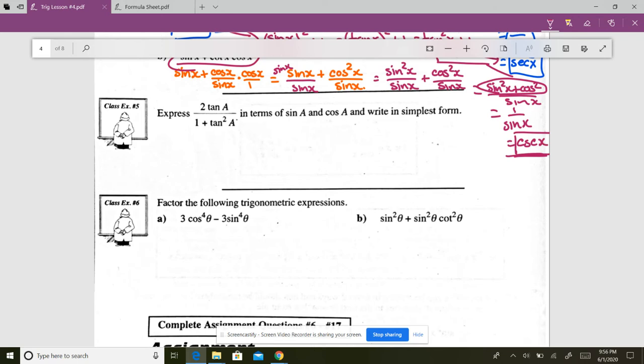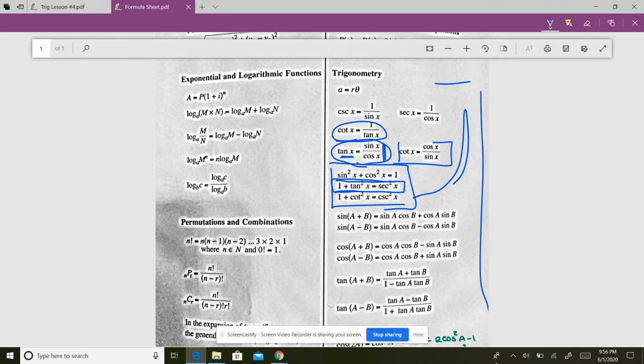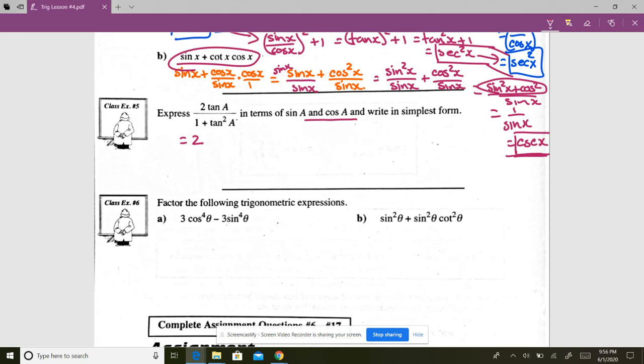Okay, 3 more examples. So we want to write everything in terms of sine and cosine. Well, we have tans, right? So the top we should write as 2 tan x. And what is tan? Sine over cos. So this is going to be 2 sine x over cos of x.